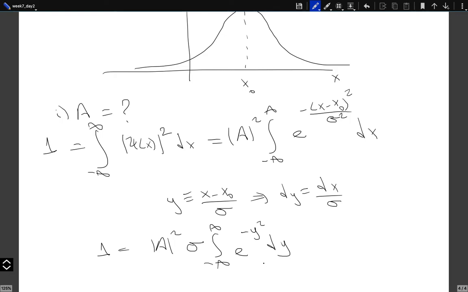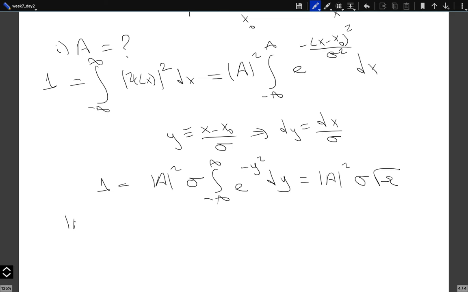Do you remember what this integral is? What's the value? It's just square root of pi. If you take it from 0 to infinity, it's over 2. If you have, instead of minus y squared, minus alpha y squared, then it's square root of pi over alpha.